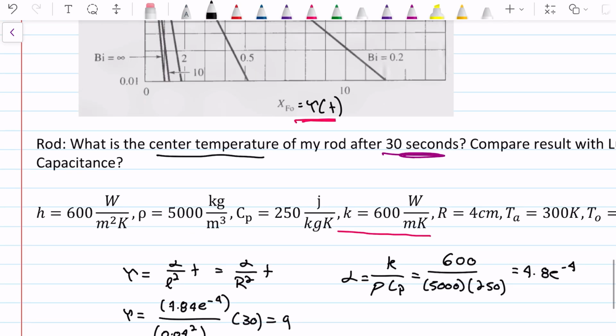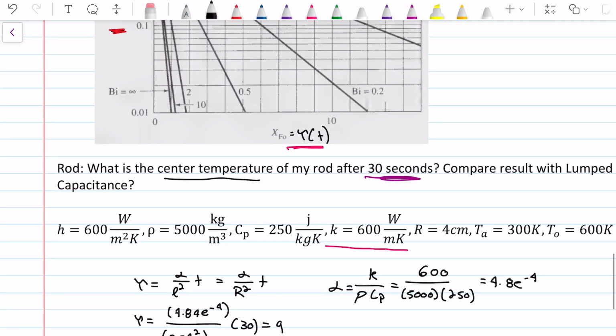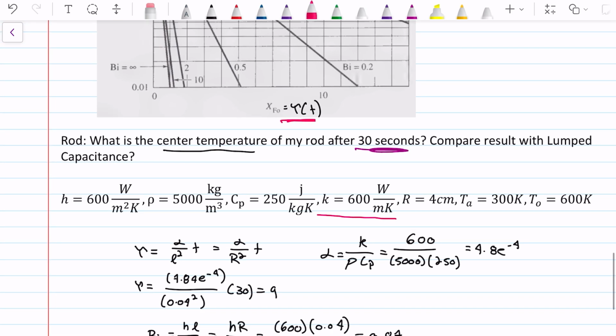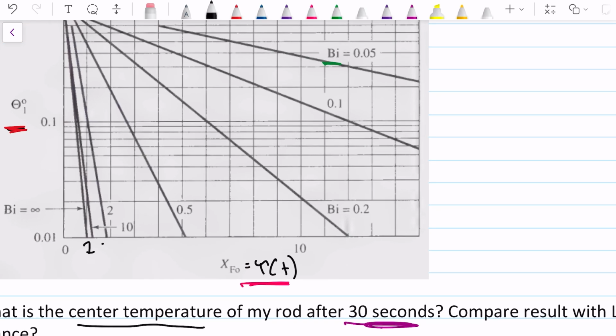Now let's calculate our Biot number. Biot number, remember, is the heat transfer coefficient times our characteristic length over k, and we called the characteristic length R. So let's go ahead and calculate these. The radius is 0.04. Thermal conductivity is 600. So the 600s just cancel, and then we get a Biot number of 0.04. Okay, so now we have a tau of 9 and a Biot of 0.04. Let's go ahead and solve this. So 1, 2, 3, 4, 5, 6, 7, 8, 9. So we're on this line.